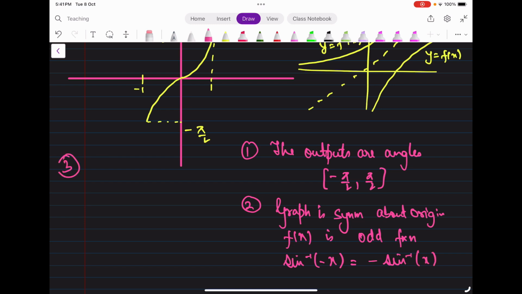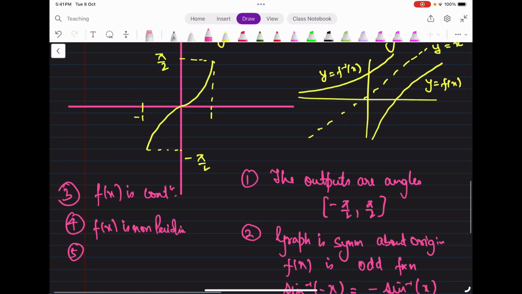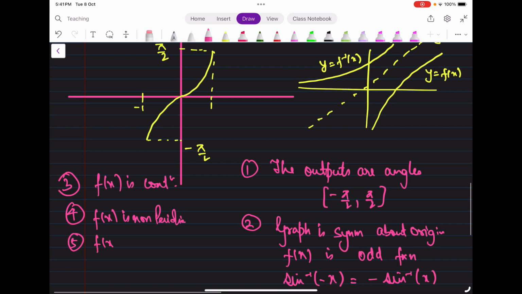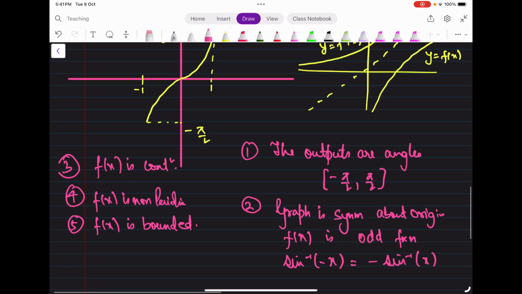Number 3, f of x is continuous. The graph is not breaking anywhere, so it is a continuous function. Number 4, f of x is a non-periodic function. It's not repeating. Number 5, the graph of f of x is bounded. Whenever the range is bounded, we say the function is also bounded. So these are some very nice conclusions which we can draw. One more interesting conclusion from this graph is that f of x is an increasing function.